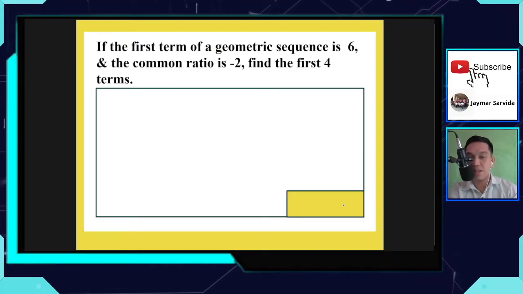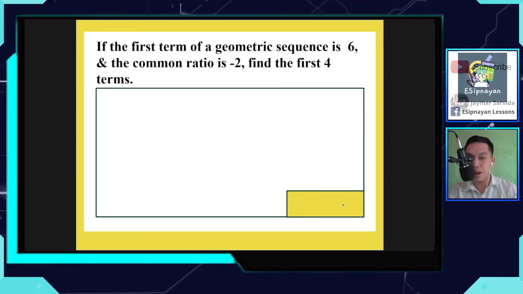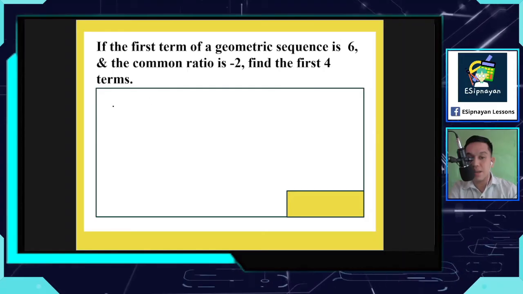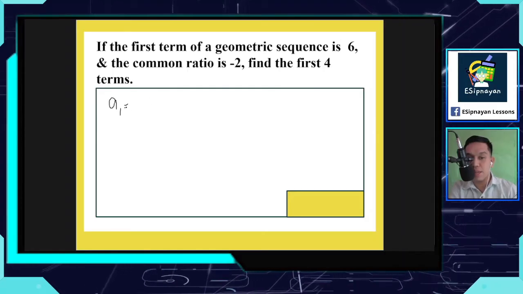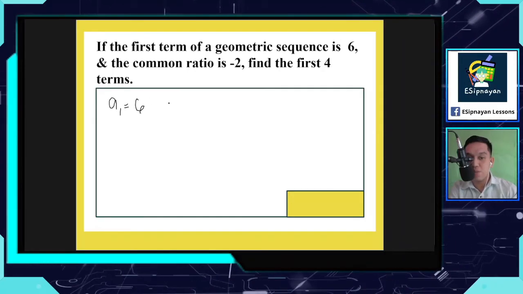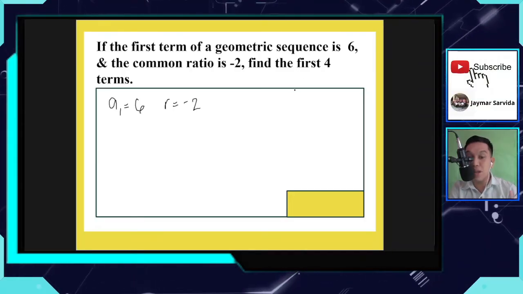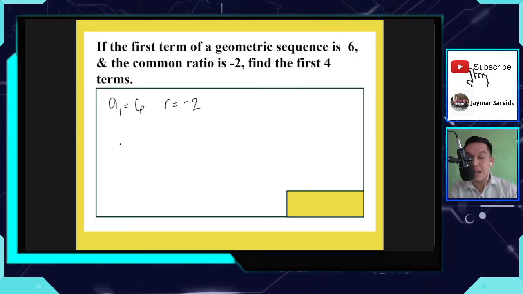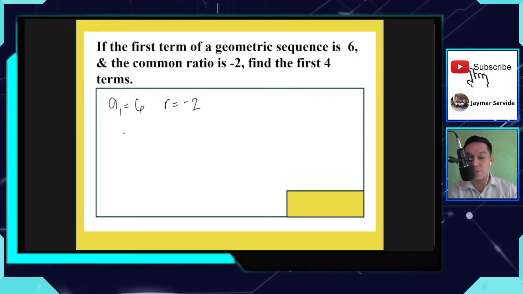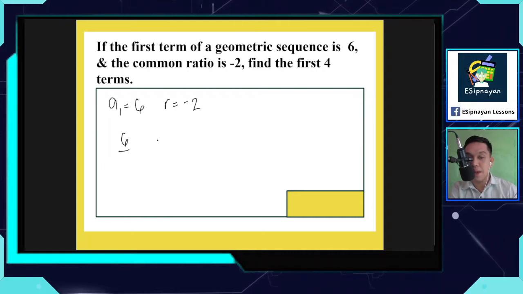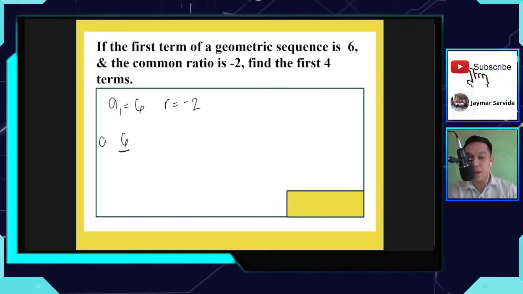So let's have another example. If the first term of a geometric sequence is 6, okay, yung first term isulat natin, a sub 1 is equal to 6 and the common ratio is equal to negative 2. Hanapin ang pinakaunang 4 na terms. So kasama na dito yung ating 6. Okay, so una yung 6. Ito yung pinaka first term natin, a sub 1. Then yung pangalawa, a sub 2.